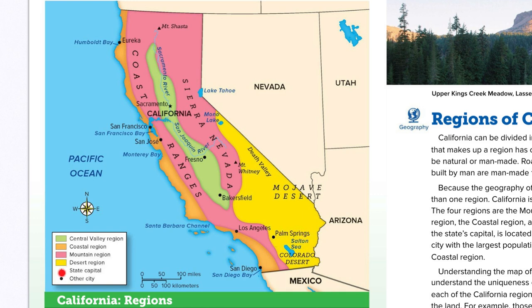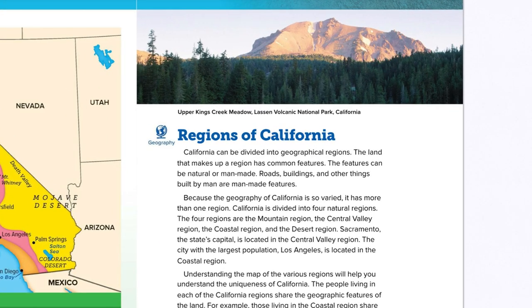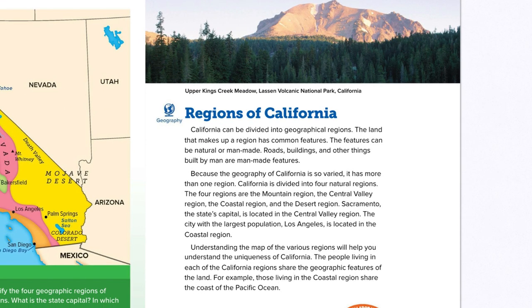The star in the legend is the state capital. That's Sacramento, and the dot would be other cities like Bakersfield, Los Angeles, and Palm Springs. Regions of California. California can be divided into geographical regions. The land that makes up a region has common features. The features can be natural or man-made. Roads, buildings, and other things built by man are man-made features.